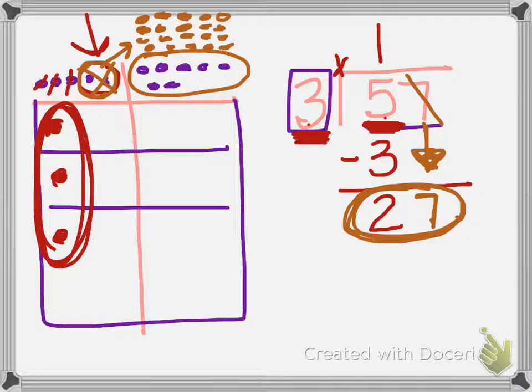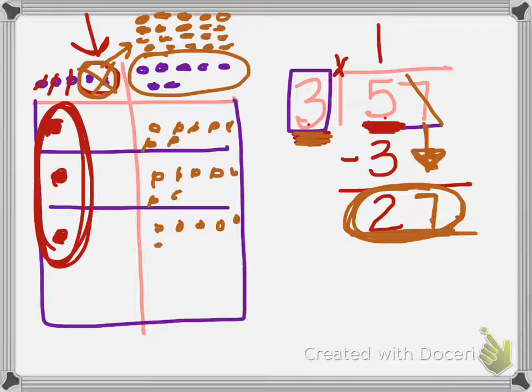Now, can I take these 27 ones and divide them into 3 groups? I sure can. Here's 27 divided into 3 groups. Here we go. 1, 2, 3, 4, 5, 6, 7, 8, 9, 10, 11, 12, 13, 14, 15, 16, 17, 18, 19, 20, 21, 22, 23, 24, 25, 26, 27. I've used all 27 ones.